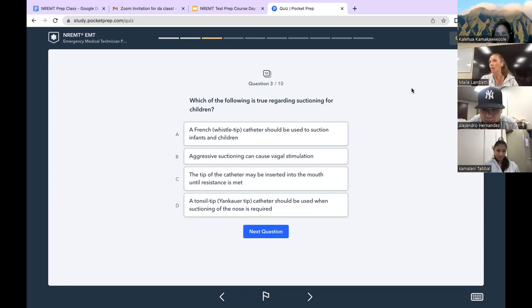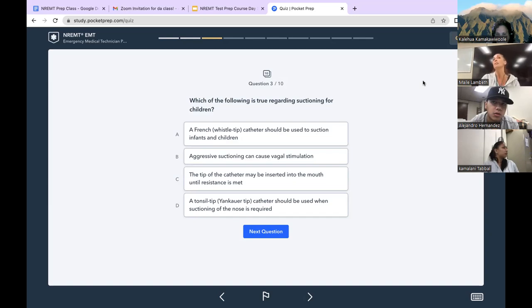Does anybody remember why we don't suction too long? They can get hypoxic, right? And what is actually causing that patient to get hypoxic is that we cause that vagus nerve to get stimulated. Does anybody remember what happens when we stimulate that vagus nerve? What happens to our blood vessels? Do they constrict or do they open? Well, that's wrong. So what's the other answer?